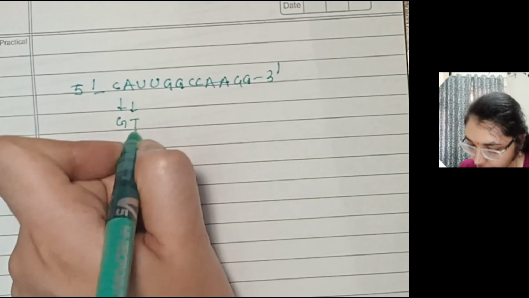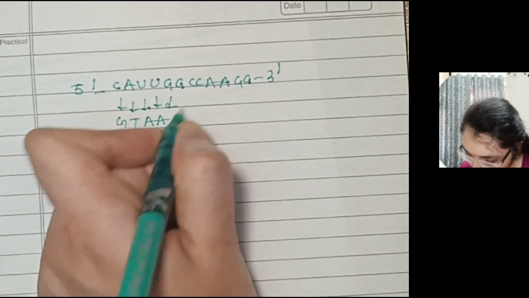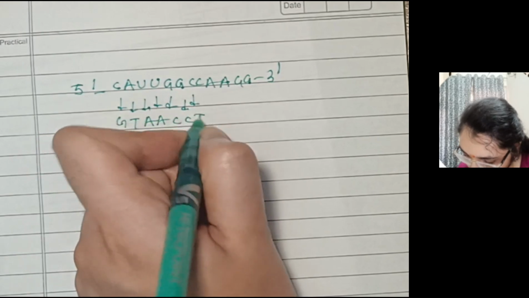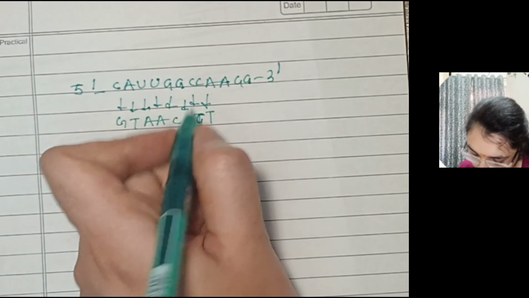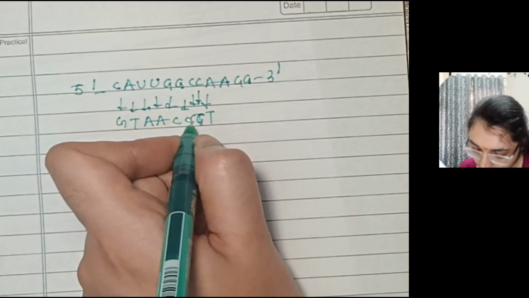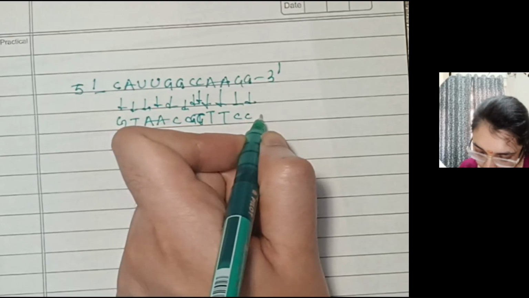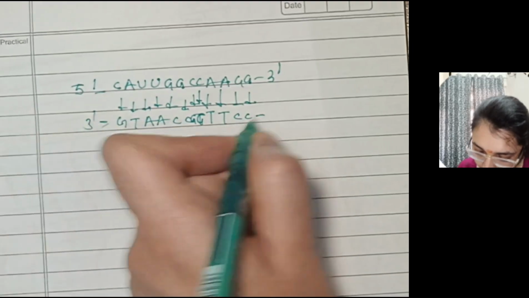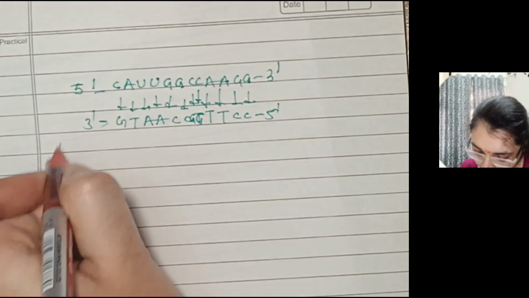And here we have to convert it. So C will be getting converted into G, A will be getting converted into T, U will be getting converted into A, G will be getting converted into C, C will be getting converted into G, and A will be getting converted into T here, and G will be getting converted into C. That is from which direction? From 3' to 5' direction.